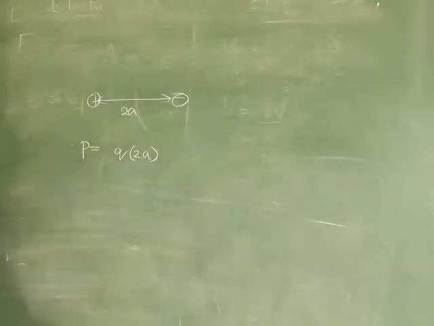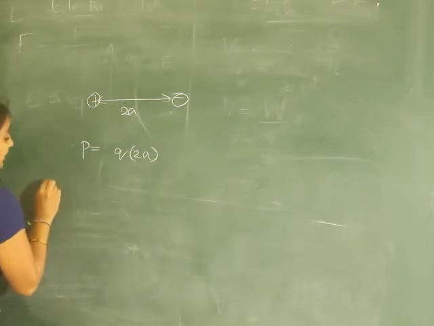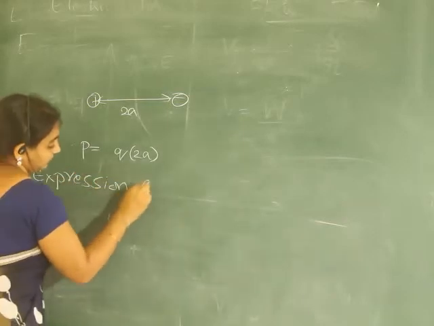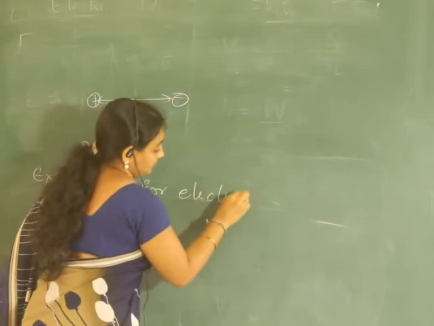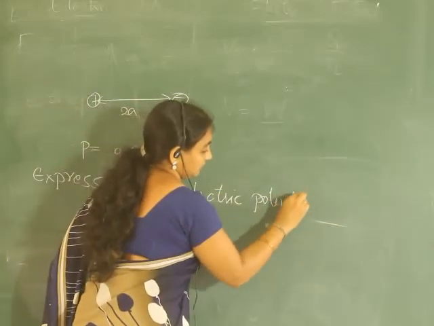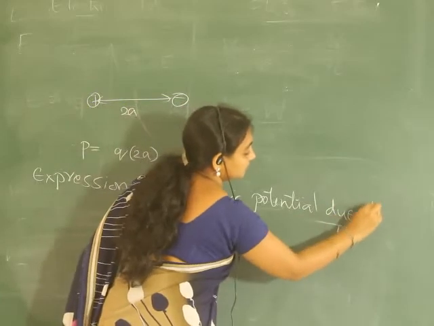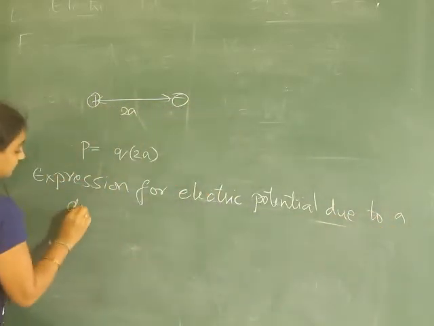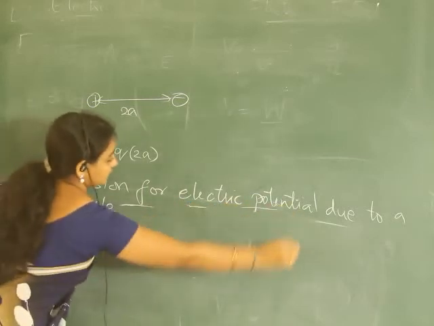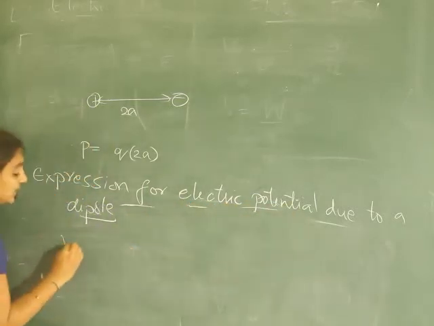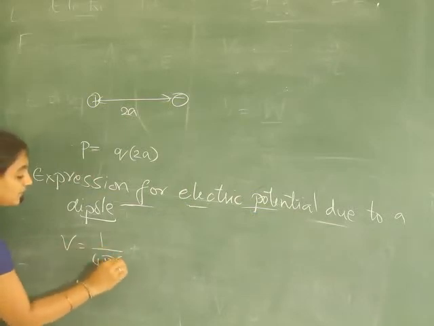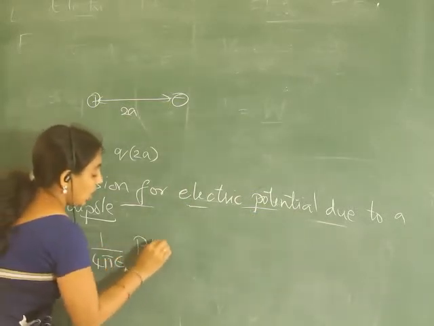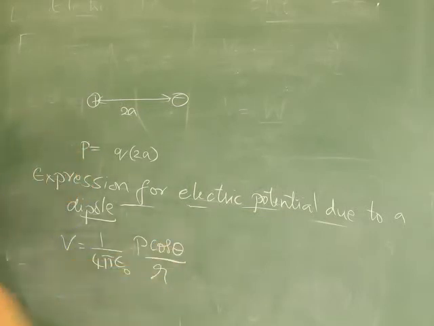This derivation is not there for you. Only the final expression is needed. That is the expression for the electric potential. So the expression is V is equal to 1 by 4 pi epsilon naught P cos theta divided by R square.